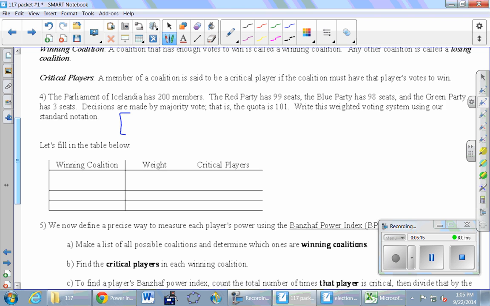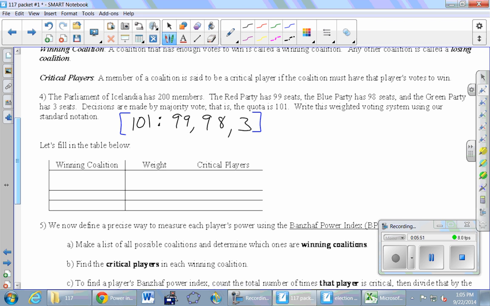Okay, so standard notation, remember, has some square brackets. What do we put first inside the brackets? 101, which is called the quota. So quota goes first. And there's a symbol we always put. Colon is good. And then we're going to list the weights in what kind of order? Largest to smallest. So the first one is 99, 98, and then finally 3. So there it is in our standard notation.